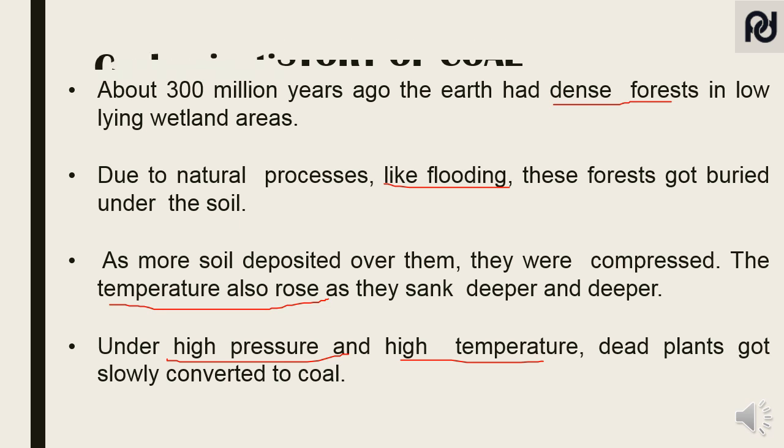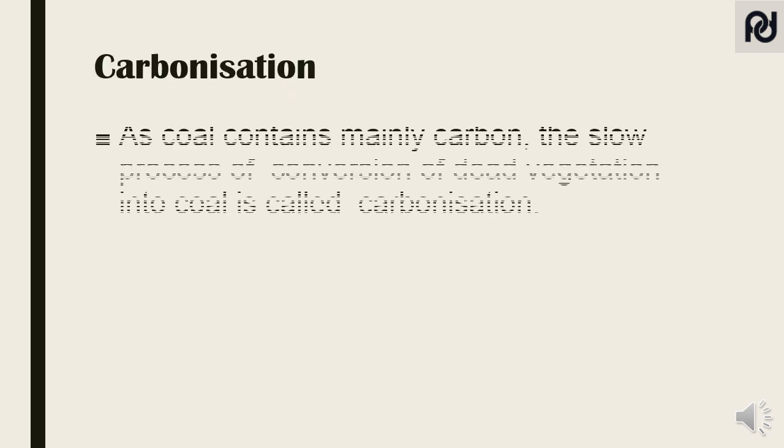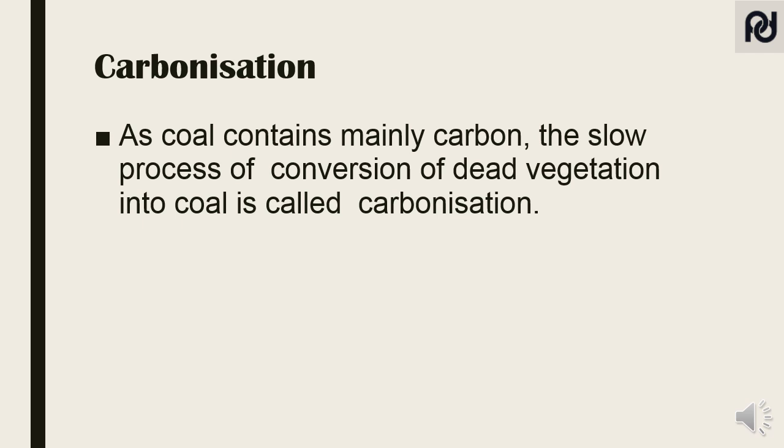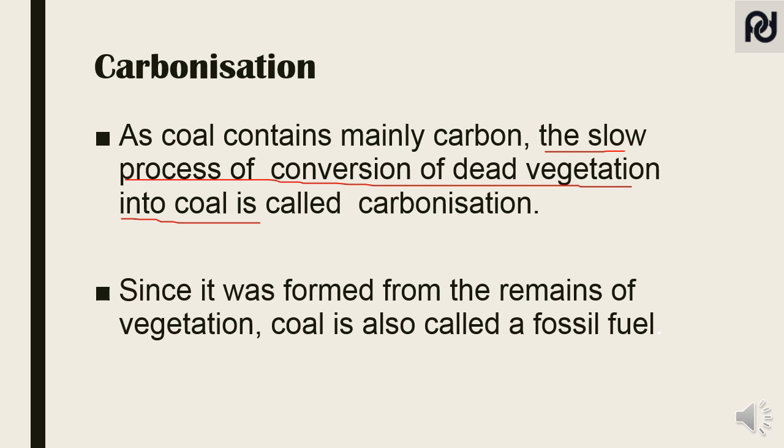Now, this particular process is named carbonization. So how do we define carbonization? As coal contains mainly carbon, the slow process of conversion of dead vegetation into coal is called carbonization. Since the coal was also formed from the remains of vegetation, as we have discussed, the dead plants, coal is also called a fossil fuel.